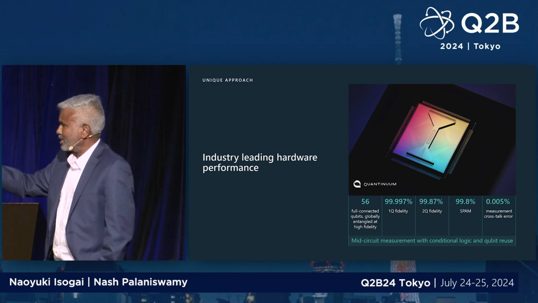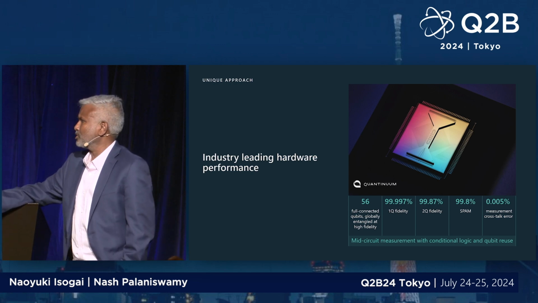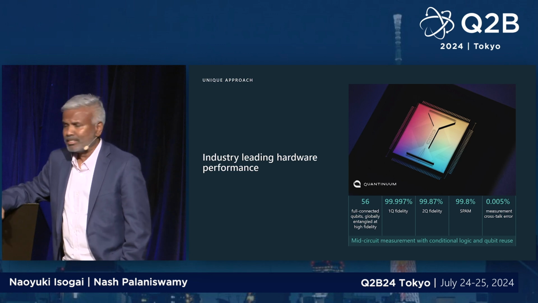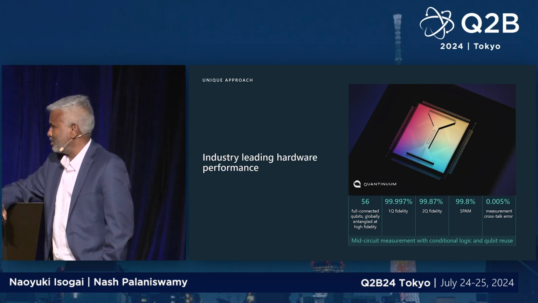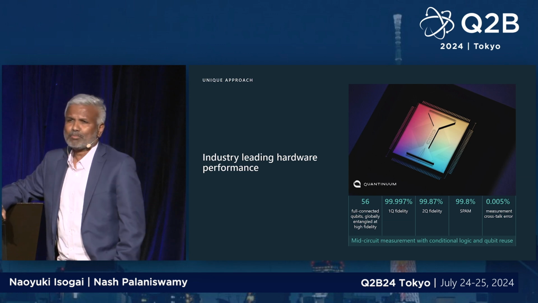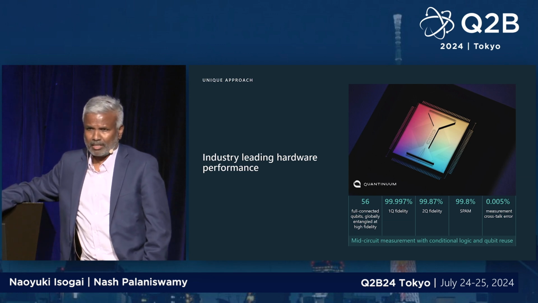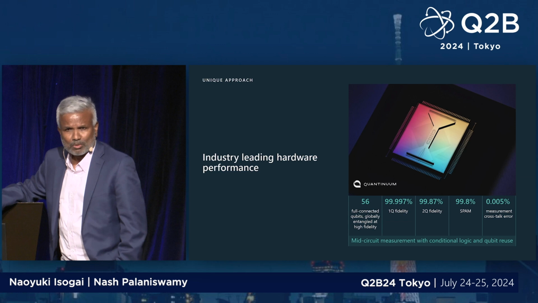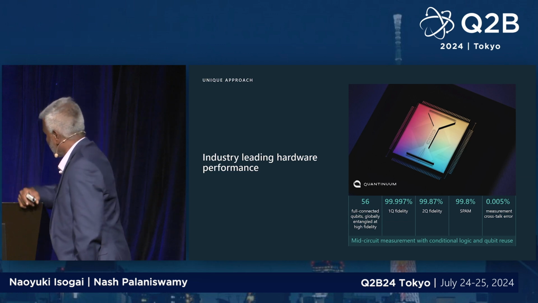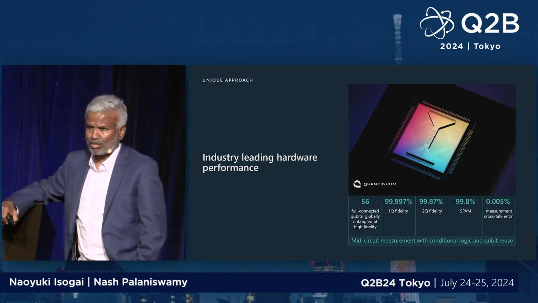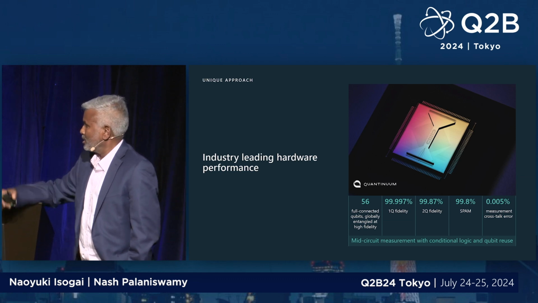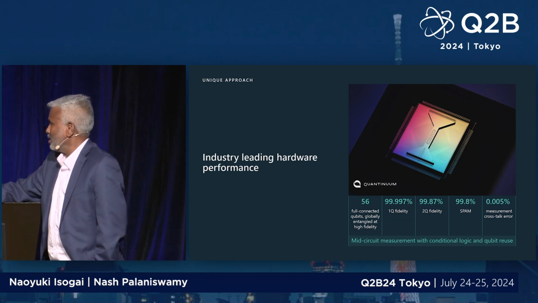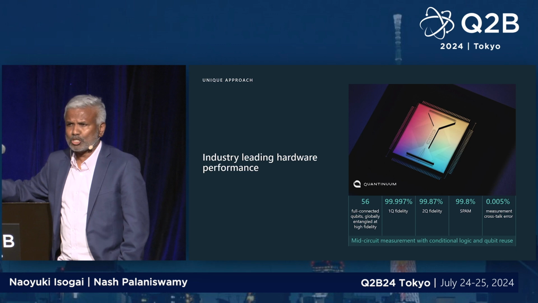It's fully connected, 56 qubits, entangled at high fidelity. You can see the single qubit fidelity is 99.997%. Two-qubit is at 99.87%. Okay, and that's about 10^-2. And with what Microsoft did with the 800x improvement, it got it to 10^-5. Tremendous achievement, 99.8% SPAM. The crosstalk error is so low.